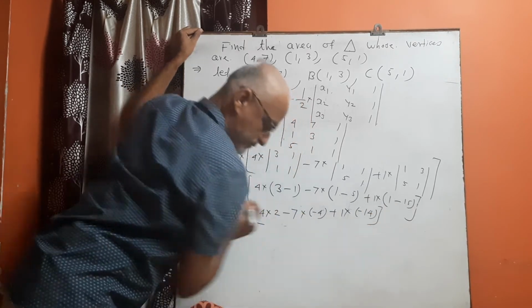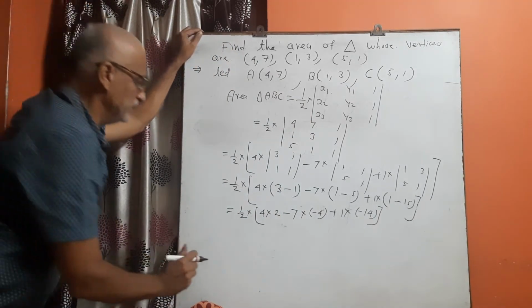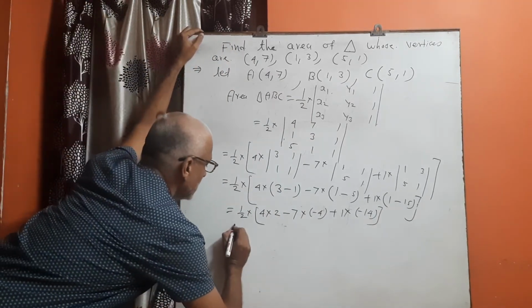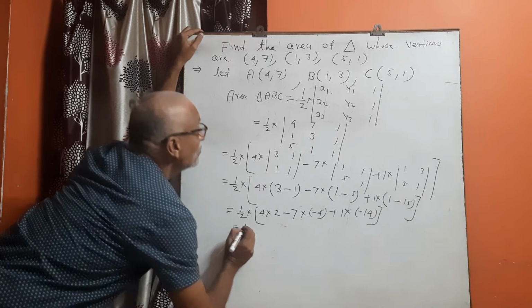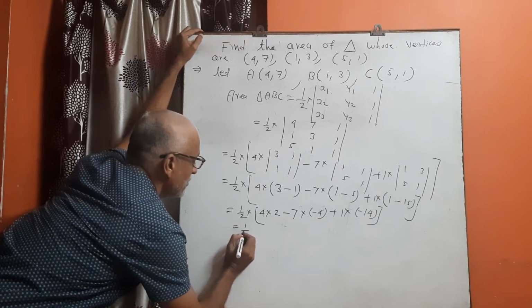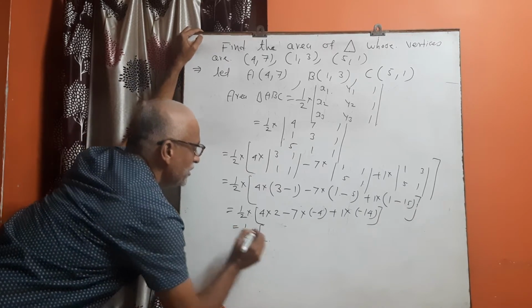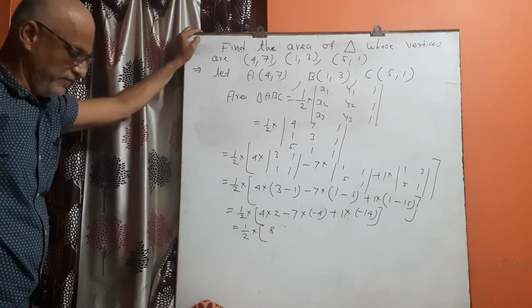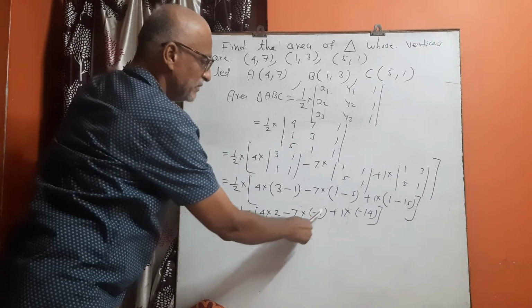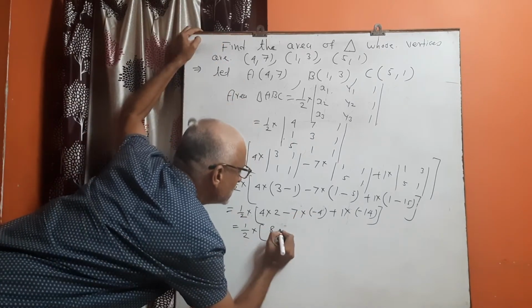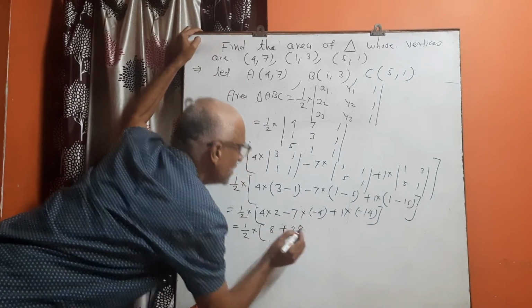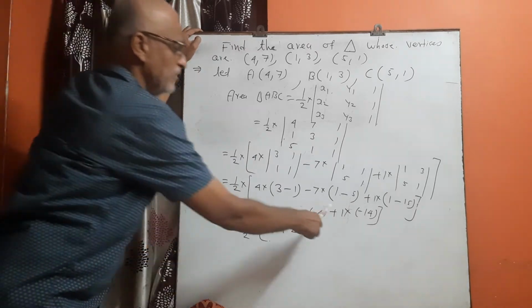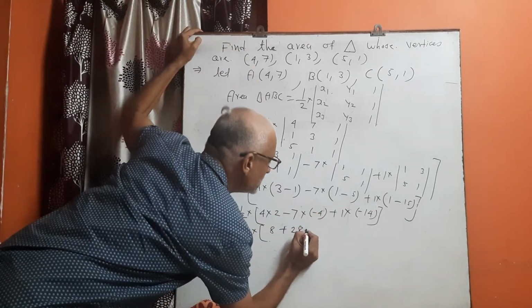Is equal to half into, in bracket, 4 into 2, that is 8, minus 7 minus 4, that means plus 28, plus 1 minus 14, that is minus 14.